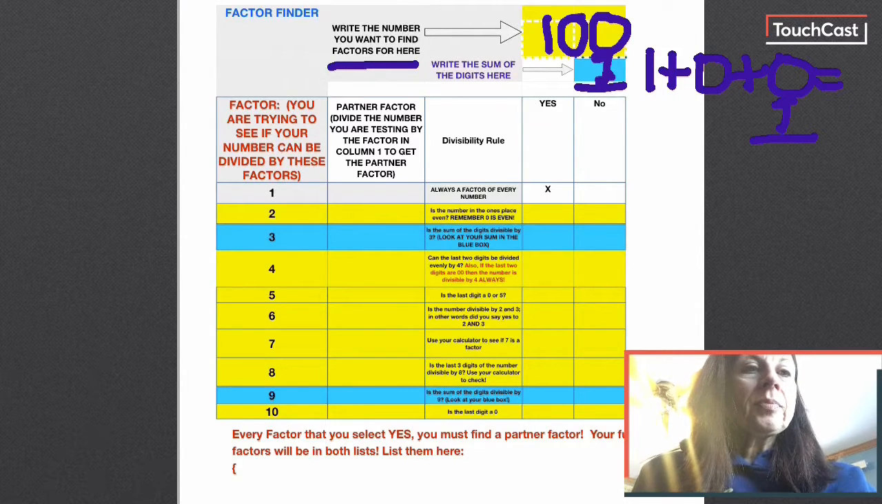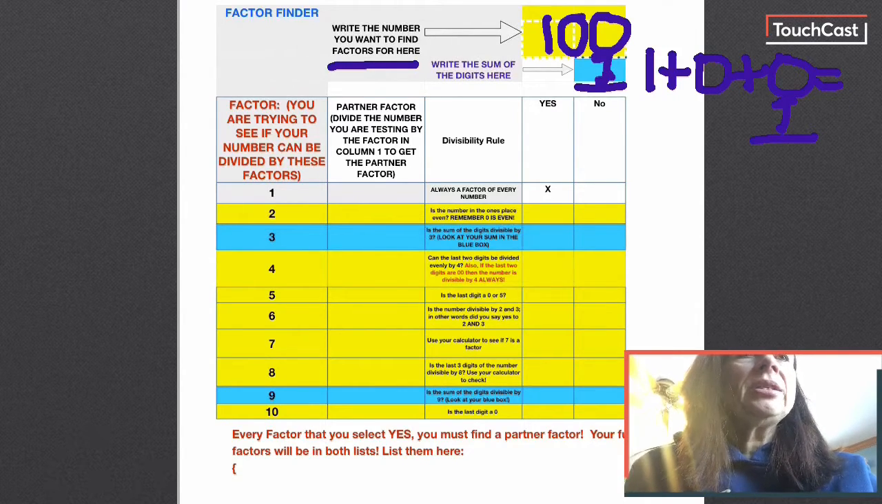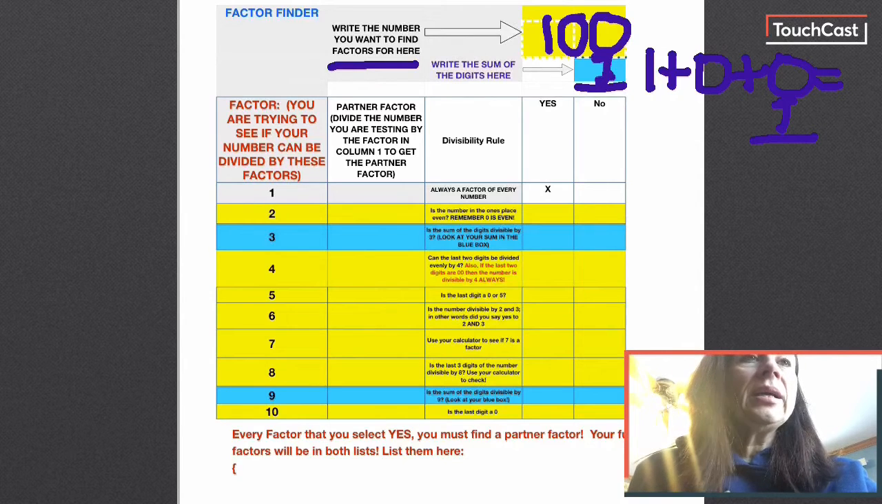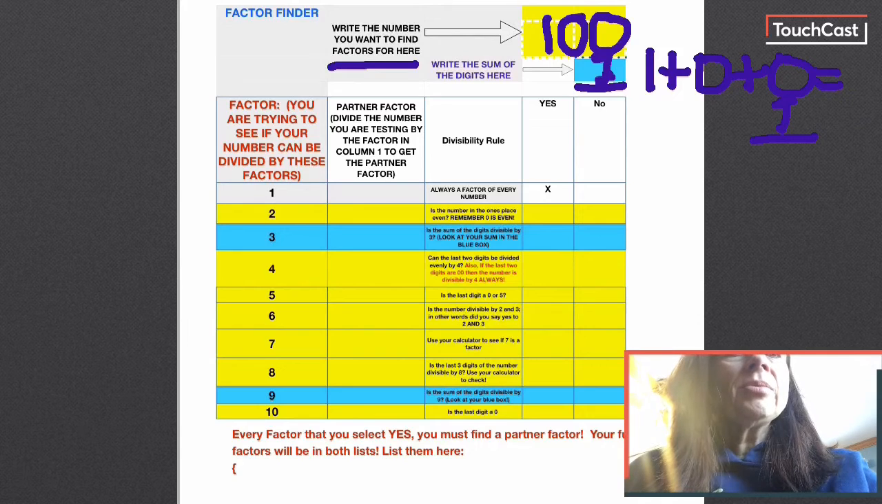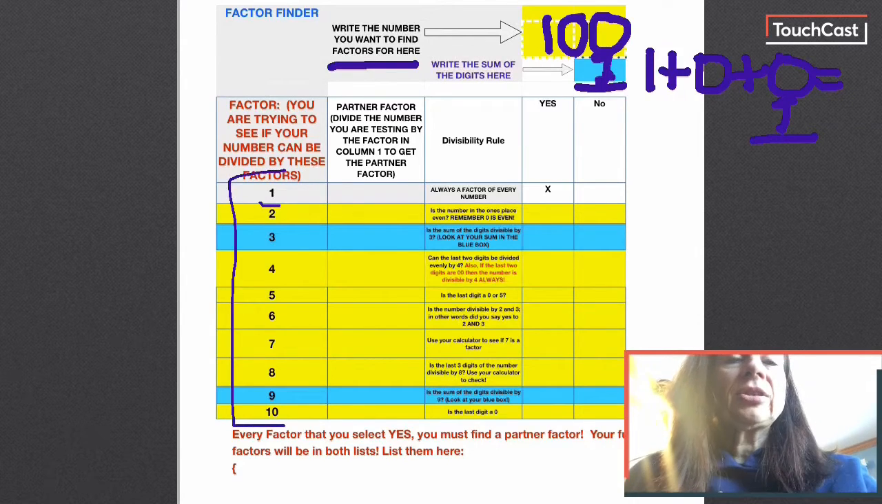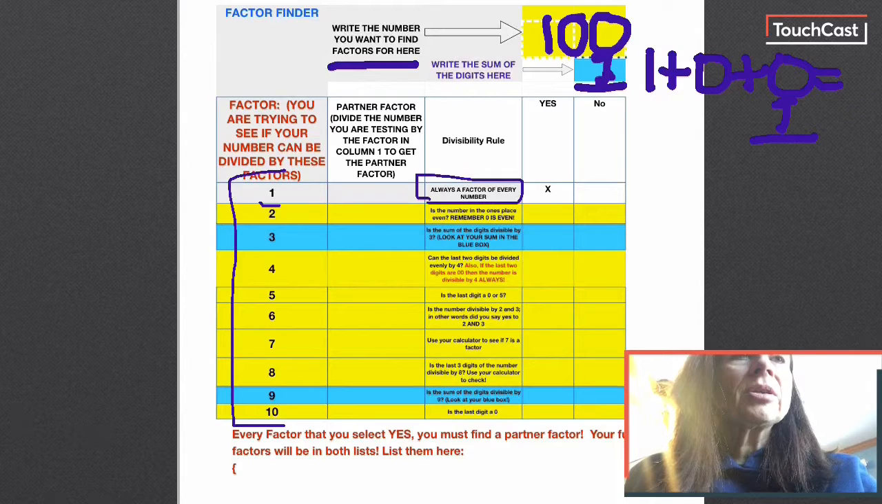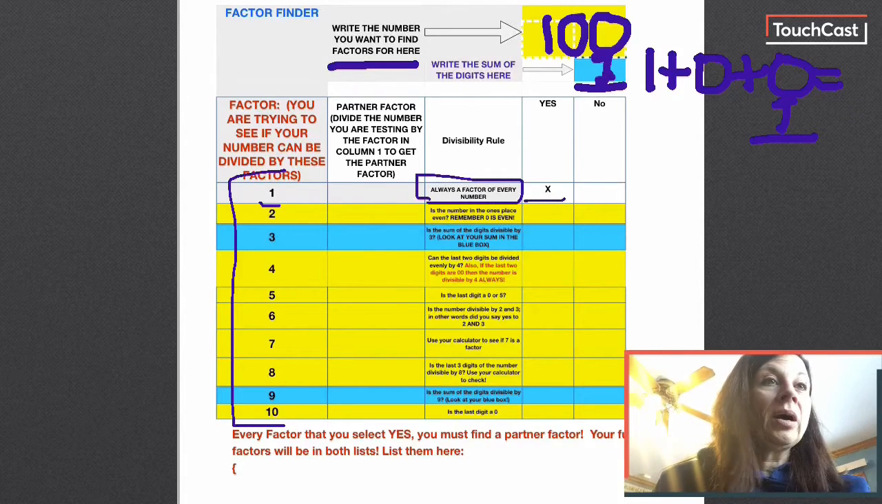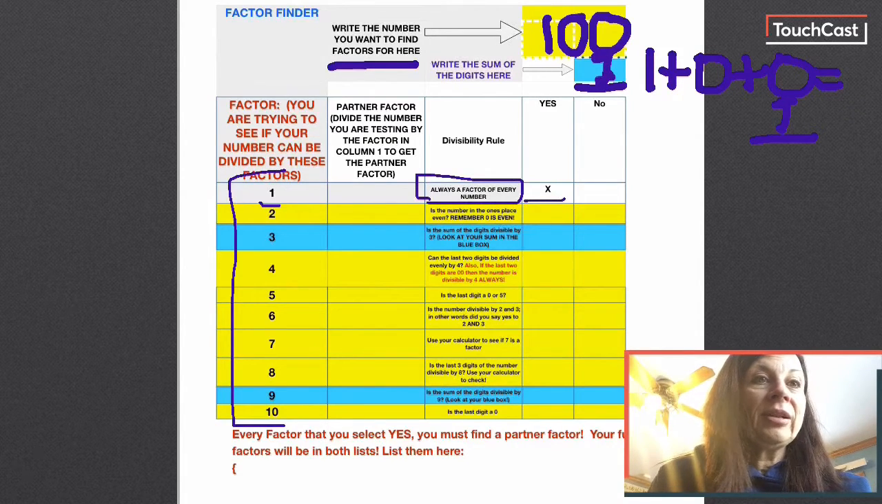Okay? So now we will test to see what numbers go into 100 without doing any long division. The numbers that we're using are along this side. These are our factors. Notice number 1. It says always a factor of every number. So it is always marked yes. 1 goes into every single number evenly.